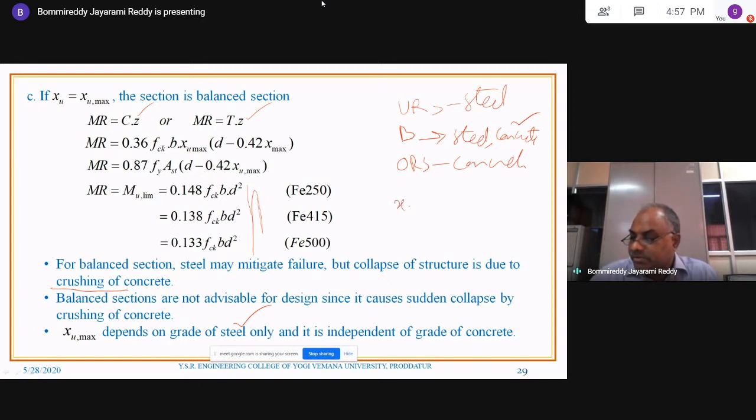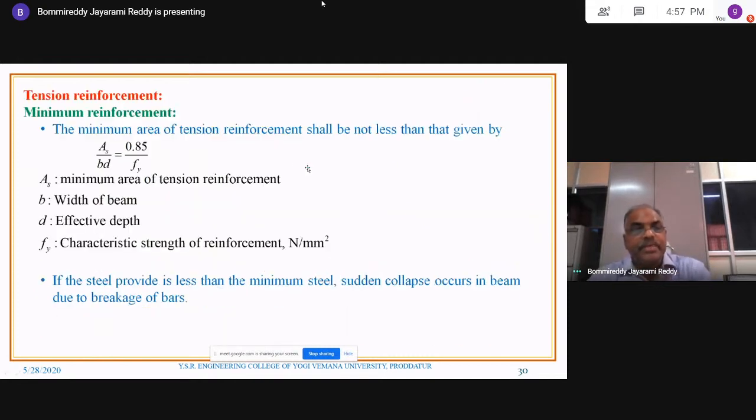You know, XU maximum will be equal to 0.48d. So how did you get this? It depends only on the steel reinforcement. It is for Fe 415, irrespective of the grade of concrete. For any grade of concrete, if the steel is Fe 415, XU maximum is 0.48d. So that's why it is independent of the grade of concrete.